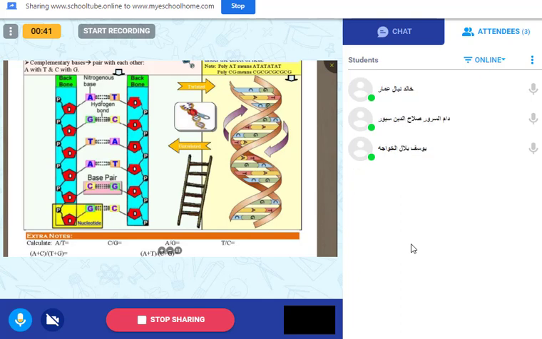Ahmed, Khalid, where are you? Yusuf? Yalla, Ahmed. I will repeat. Do we have, Ahmed, replication before division, or do we do division directly? What do you think? Do we have replication? Should the chromosomes replicate before they divide?